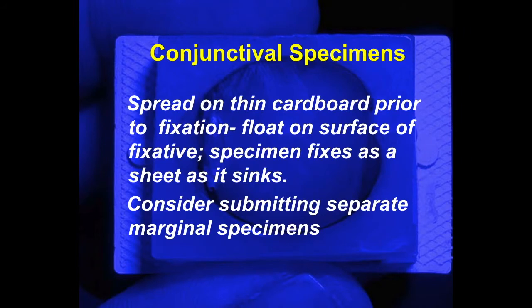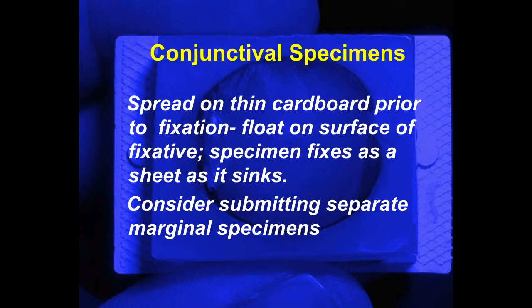Conjunctival specimens are often difficult to deal with. When conjunctival specimens are thrown into fixative, they tend to ball up, making determination of margins quite difficult. Fresh, unfixed specimens of conjunctiva should be spread on the surface of thin cardboard, like the cardboard that sutures are wrapped around. The cardboard is then floated on the surface of the fixative. The specimen fixes as a sheet as it sinks into the formaldehyde.